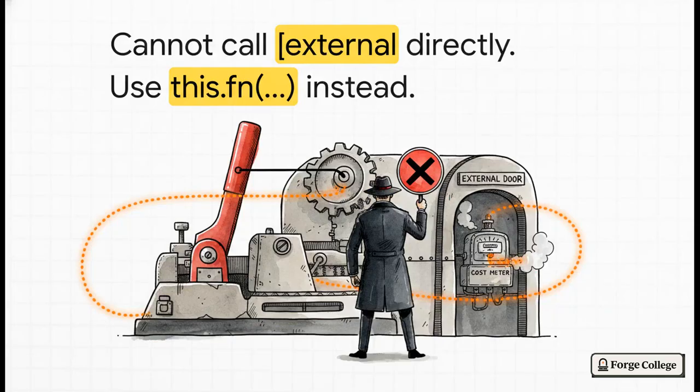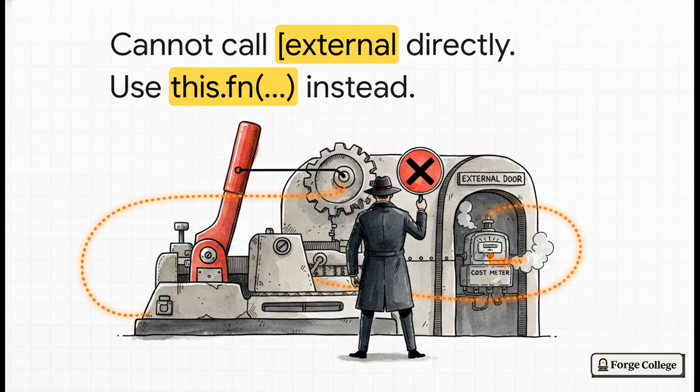Furthermore, if an internal gear tries to directly turn an external lever, the inspector fails you yet again. Let's say you have an internal function that just tries to call SumArray. The compiler will flat out say, member not found. To call an external function from inside the very same contract, you absolutely must use the this keyword, like this.SumArray.